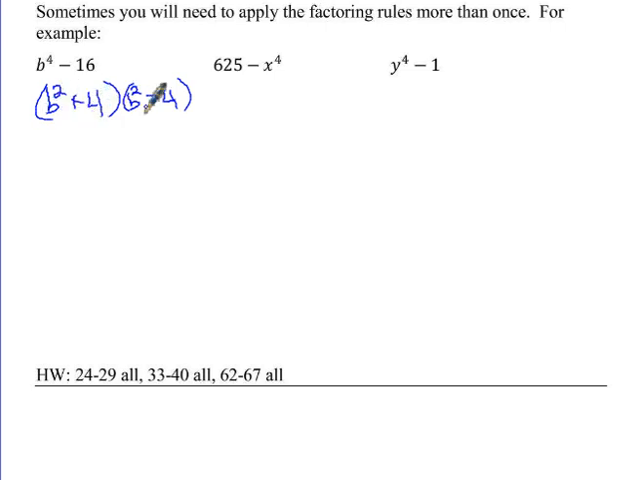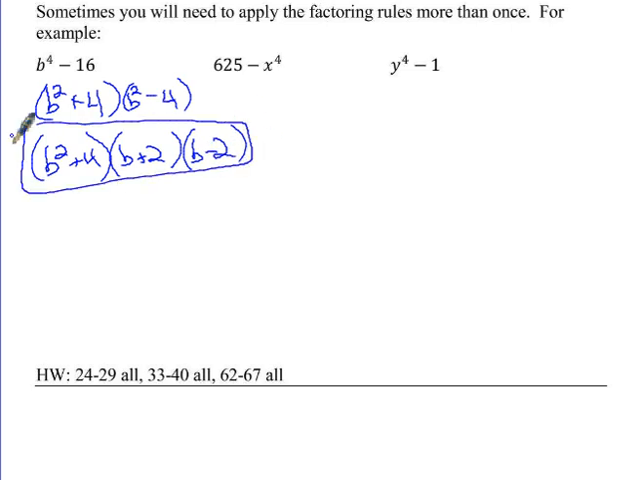However, b squared minus 4, can we factor this one? Yes, we can. So the b squared plus 4 stays the way it is, and then the b squared minus 4 splits into what? Yes? Very good. That's the answer. Nope, doesn't matter. If you wrote that in different order at this point, I wouldn't mind too much. You'd still be correct.